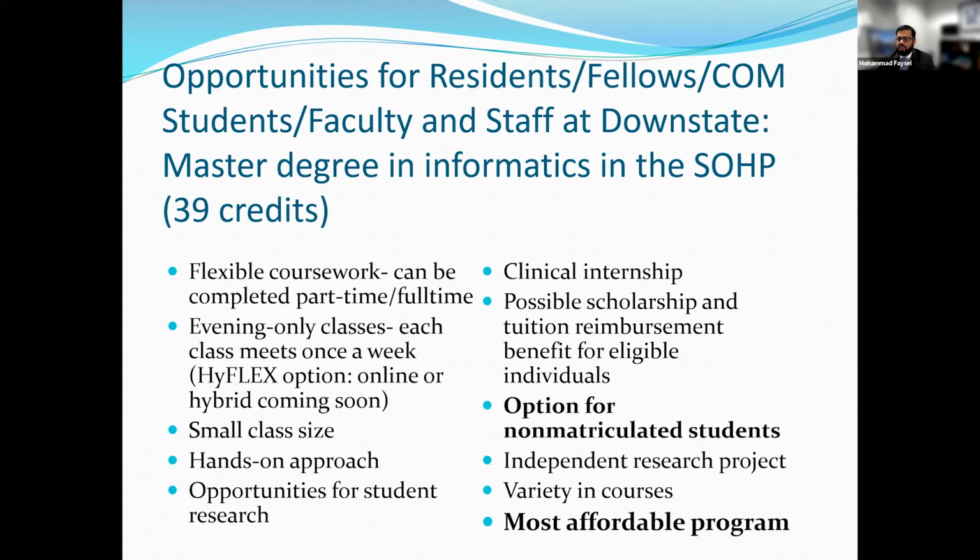Possible scholarships and tuition reimbursement for eligible individuals who are part of the UUP members at Downstate. Options for non-matriculated students. Basically, you could just take a course and see how it goes. If you decide, you can come back to the program, or if you have a specific need to fulfill the educational requirement, as I mentioned, for the credentialing exam, you want to take a course or a couple of courses to meet that requirement, you could do that here as well. Independent research studies for faculty, students, and others.